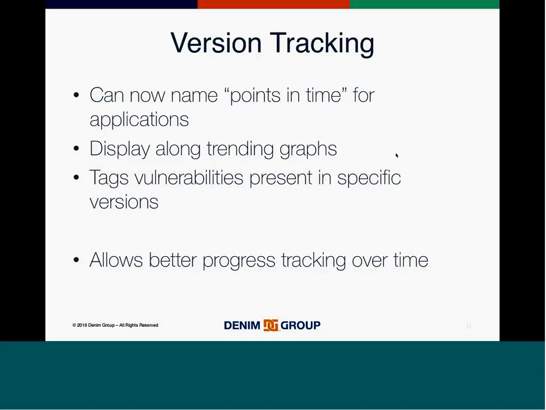This allows for better progress tracking over time, and that's an important thing as you communicate up. It's important to be able to characterize the progress you've made in your program so that you can show the impact of the new testing methods that you've used, the impact of the remediation, the impact of training. You can show how your software, hopefully, is getting better over time because of the efforts of your application security program.